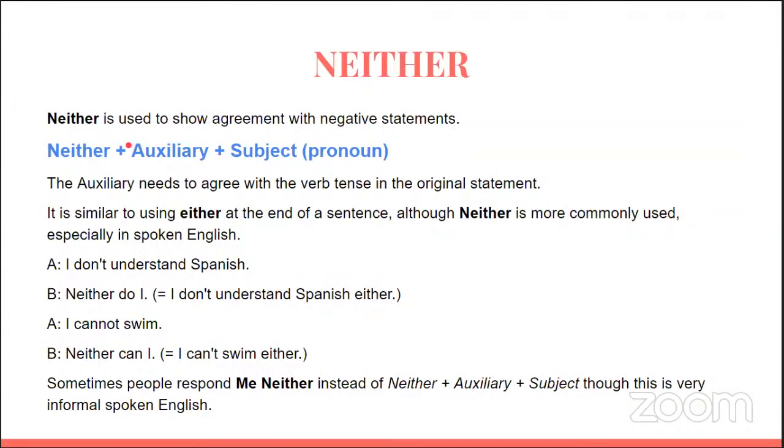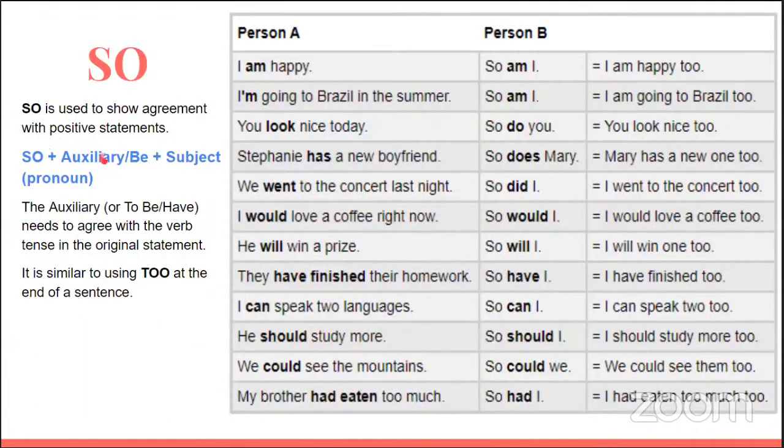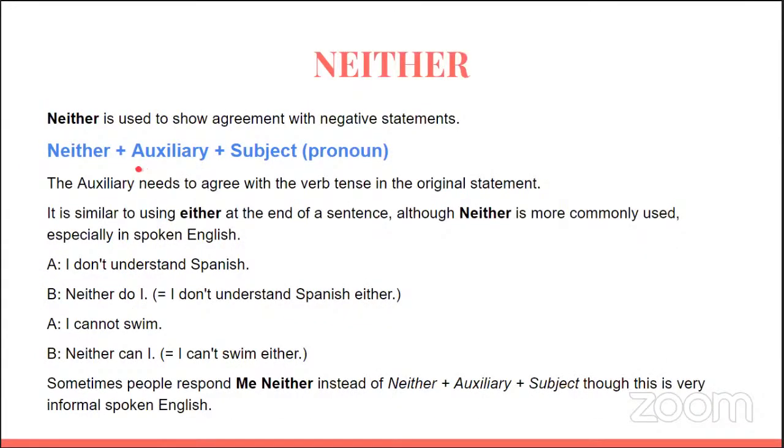The use is going to be the following, similar to the first one: neither, followed by the auxiliary, and the subject or pronoun. The auxiliary needs to agree with the verb tense in the original statement, of course. It is similar to using either at the end of the sentence, although neither is more commonly used, especially in spoken English. Examples: I don't understand Spanish.